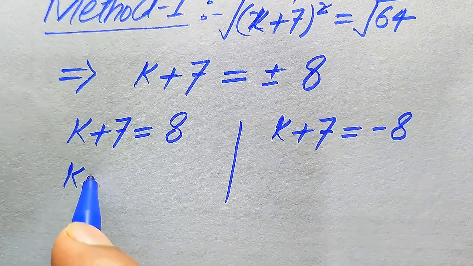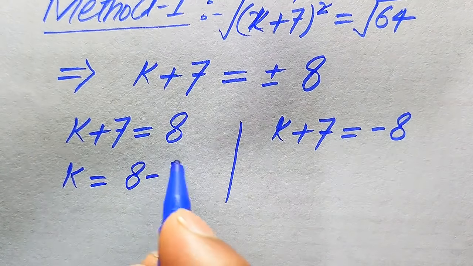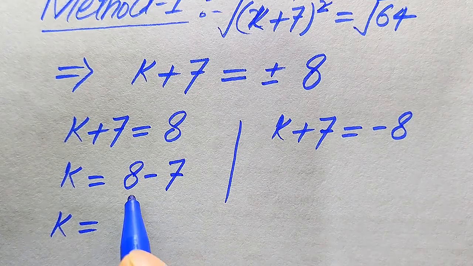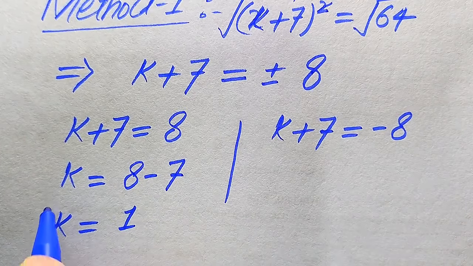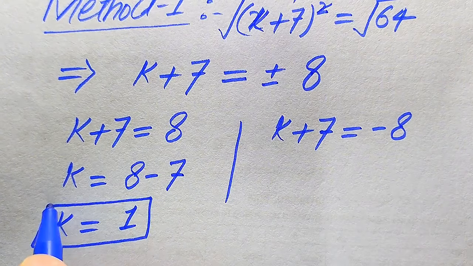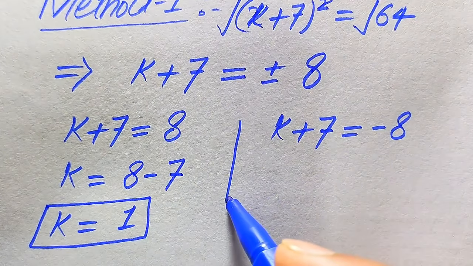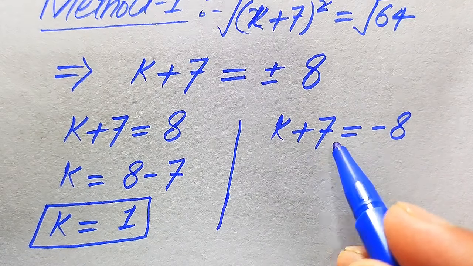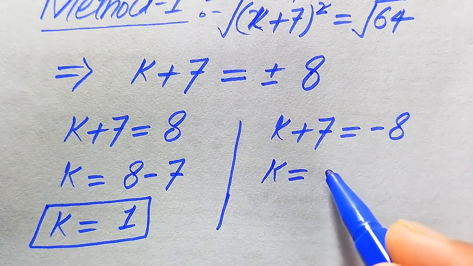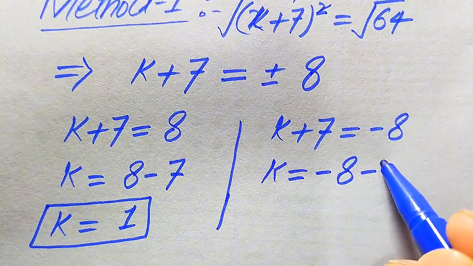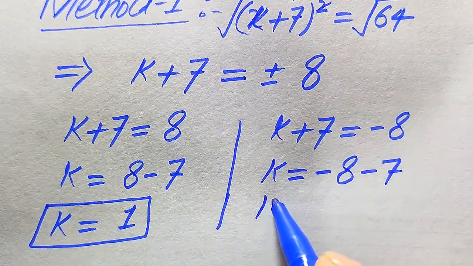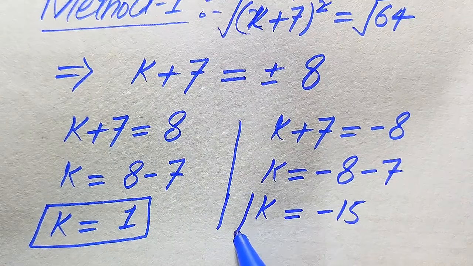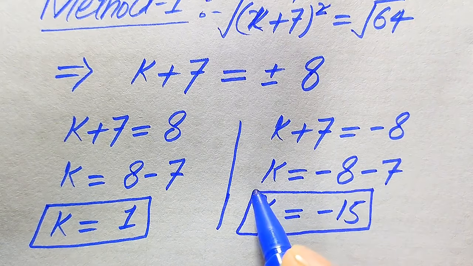From here we move the +7 to the right-hand side and it becomes 8 − 7, and we easily get k = 8 − 7, which is 1. So this is the first root of the given equation. In order to find the other root, we solve the second equation, moving the +7 to the right-hand side, so k = −8 − 7, and we get k = −15. This is the second value of k.